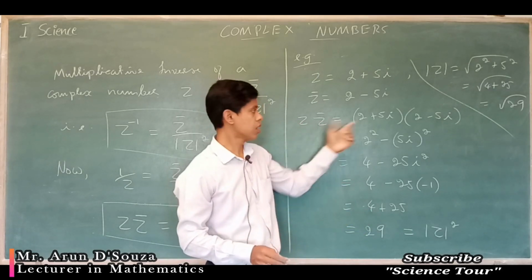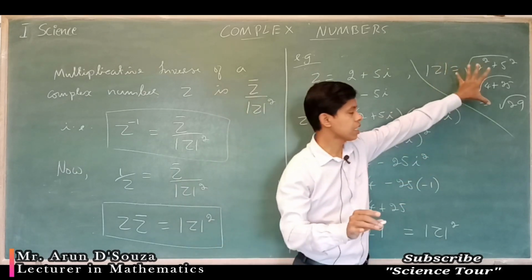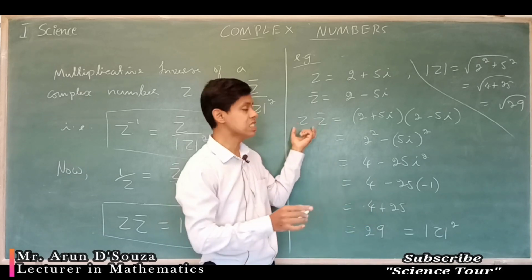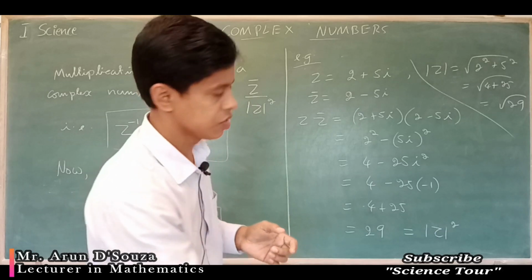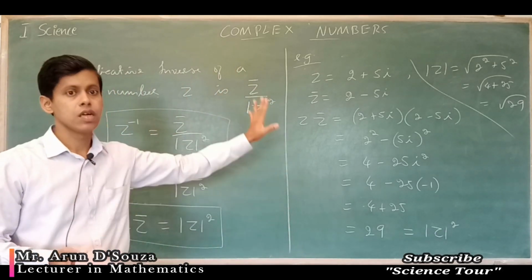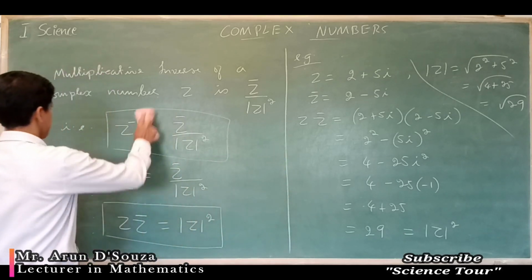So for z into z bar, there is no need for a calculation. You can write the answer directly if the question is z into z bar. So I hope you understood the usefulness of this formula. Okay. This formula reduces a lot of work. It saves the time and energy.